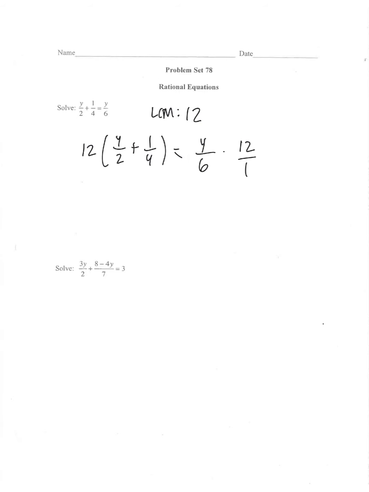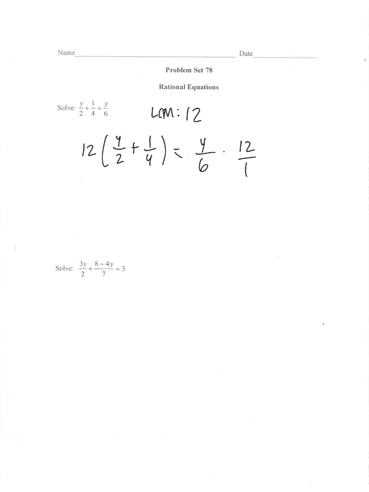Okay, I'm going to distribute that 12. Maybe I'll write it as 12 over 1. And what happens is that I end up with 12y over 2 plus 12 over 4 equals 12y over 6. Now, you could have cross-canceled there for sure. Or you can just reduce like I'm about to do. 12y over 2 is 6y. 12 over 4 is 3. And 12y over 6 is 2y.